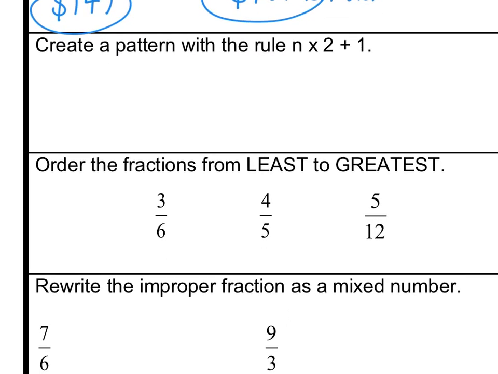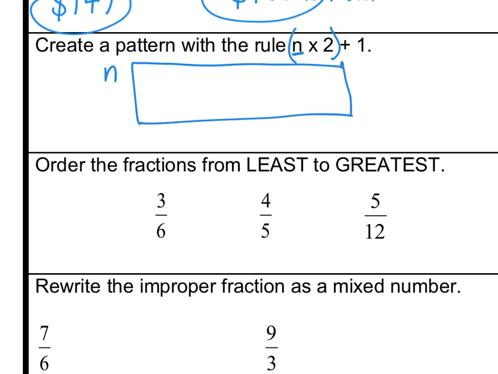All right, create a pattern with the rule n times 2 plus 1. So look, two things are going on. We're going to take that number and multiply it by 2 and then add 1. Okay? So when we make our charts, we put the n on the top. And we can start wherever we like. I like to start with 1. It's less confusing. And then our output is what our result will be once we apply the rule.